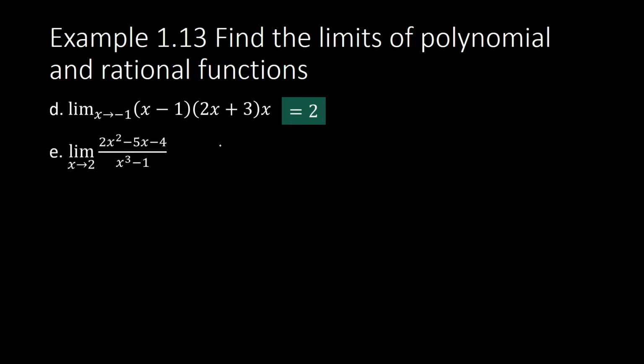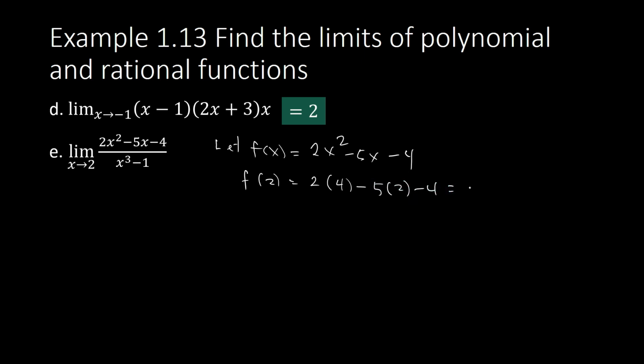So let us organize our solution. Let f of x, our numerator, be equal to 2x squared minus 5x minus 4. So what is f of 2? So this one is equal to 8. This is equal to -6.